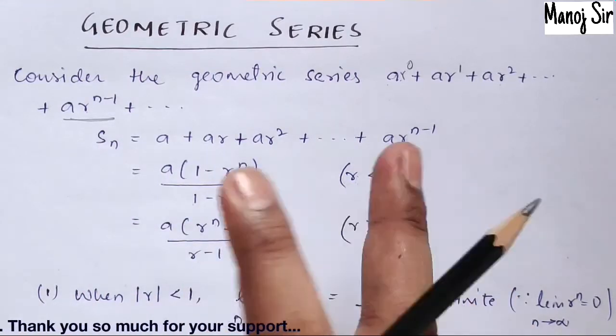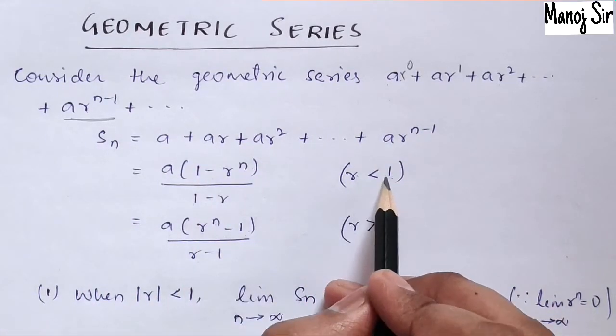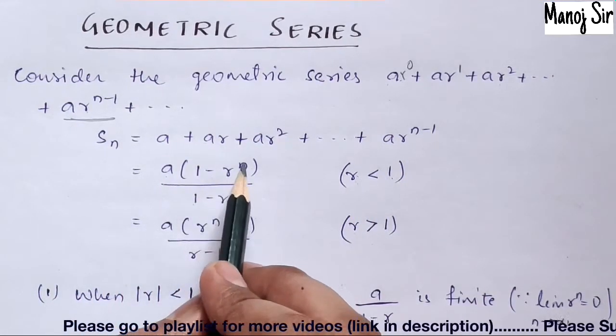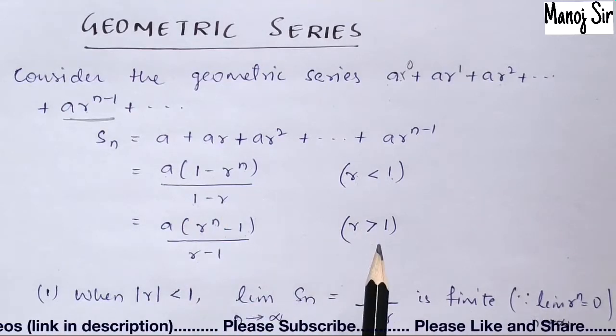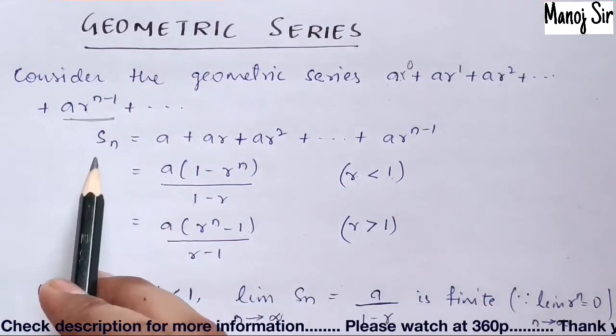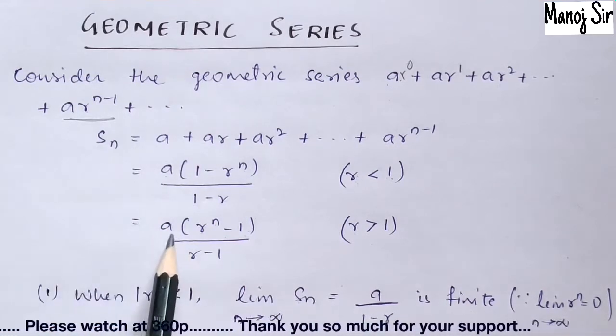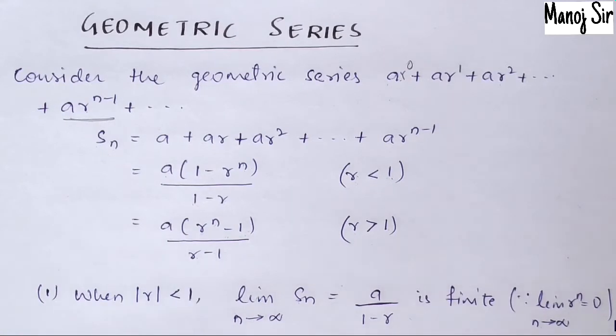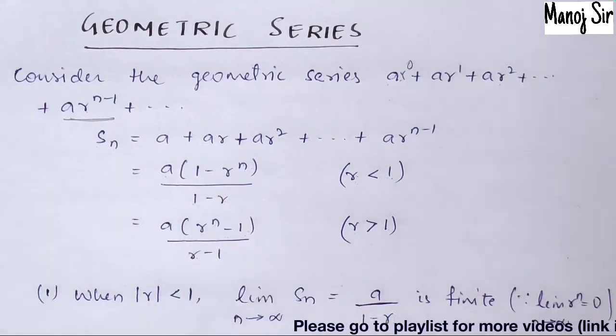Now here we have 2 points. If r is less than 1, then Sn is equal to a into 1 minus r to the power n upon 1 minus r. If the value of r is more than 1, then we use Sn equals a into r to the power n minus 1 upon r minus 1. We need to know both these formulae.